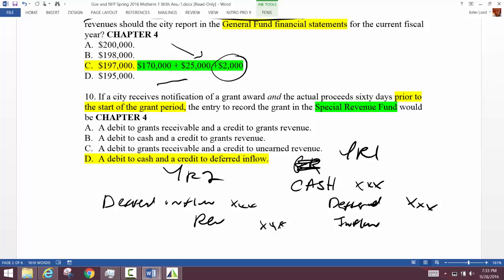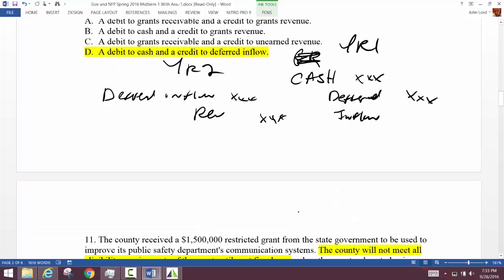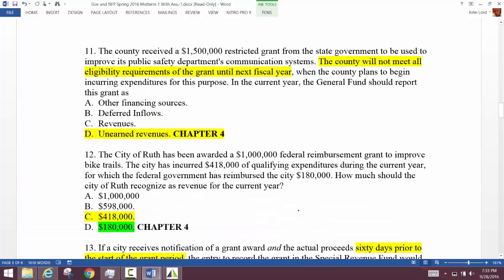Okay, good. Let's take a look at this one, number 11. These guys got beat up on revenue recognition, didn't they? Last semester? Okay. So number 11, the county received a $150,000 restricted grant from the state government to be used to improve the public safety department's communication system. The county will not meet all the eligibility requirements for the grant until next fiscal year.